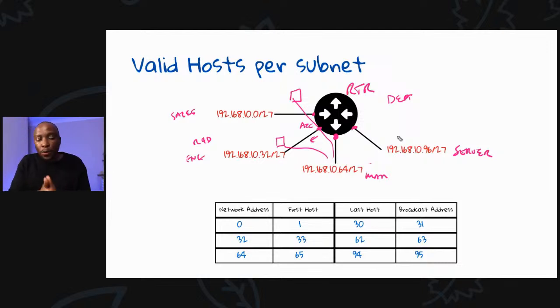And then at the bottom, I have created a table that just makes the process much simpler, because you can use this table to say, okay, what is my network address? 0. What is my first host address? 1. What's the last host address? 30. And what is the broadcast address? 31. The next subnet will be, network address will be 32, followed by the first host, 33, last host, 62, and the broadcast address of 63.